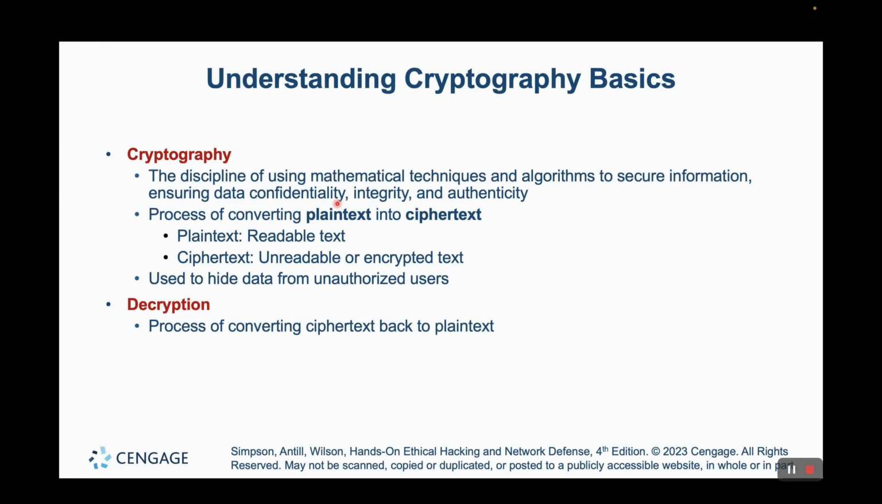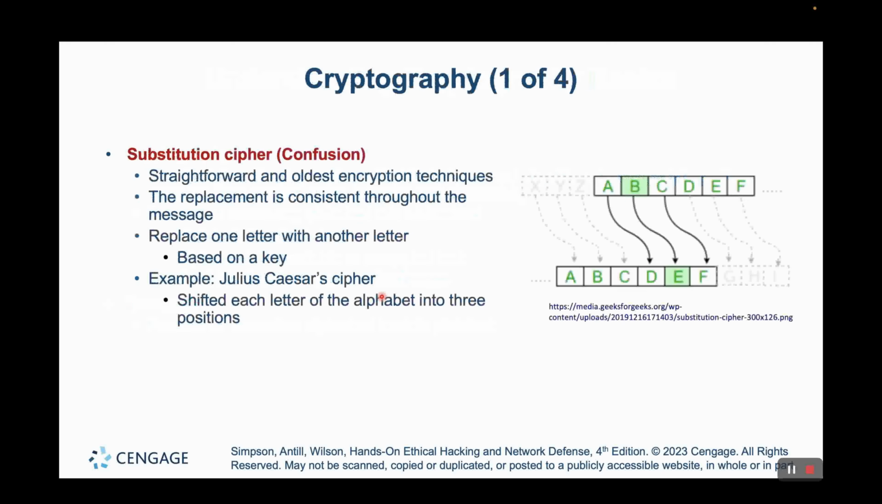Now, what is cryptography? It's a discipline. In this discipline, we use mathematical techniques or algorithms to secure information to ensure data confidentiality, integrity, and authenticity. Very important. And in cryptography, there's a process that converts plain text into ciphertext, and from ciphertext to plain text, and that's what we call decryption. Now, plain text means this is a readable text. Ciphertext means unreadable or encrypted text. The whole purpose of this is just to hide data from unauthorized users.